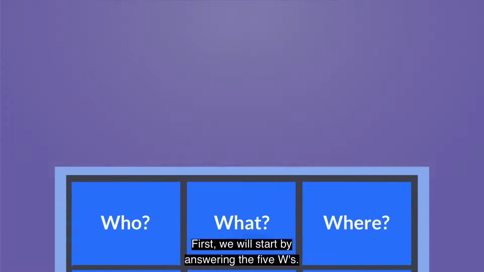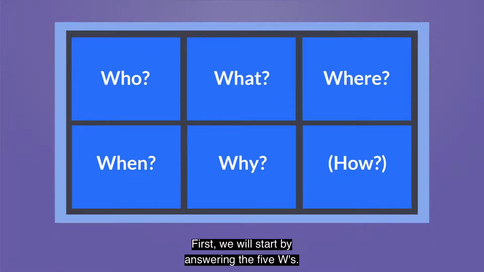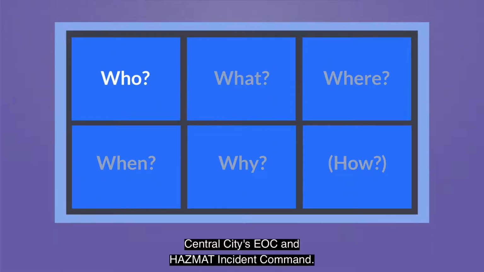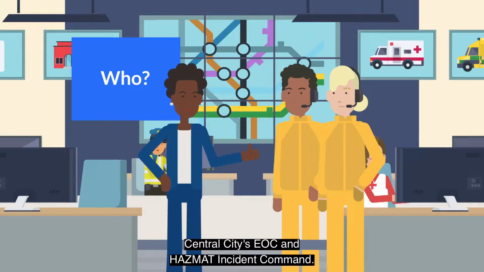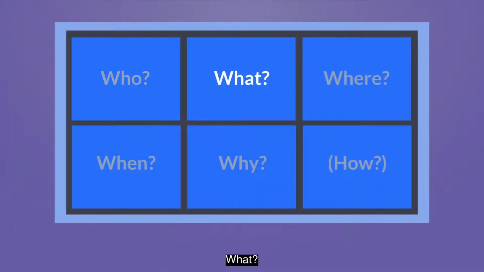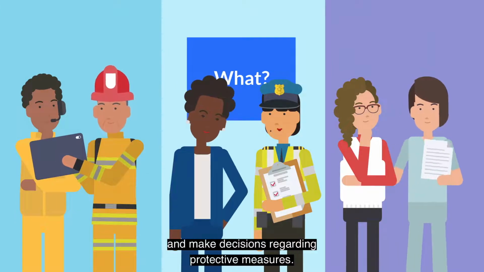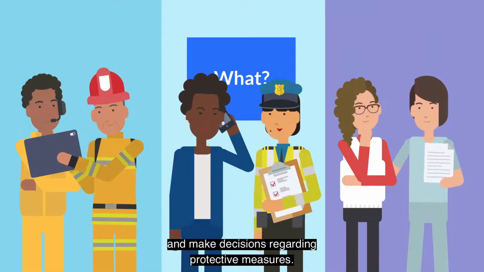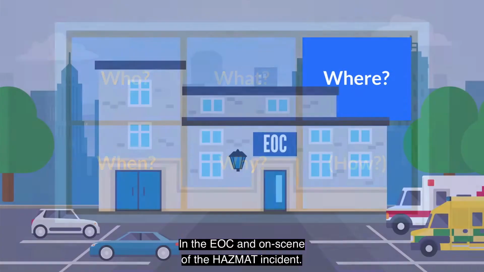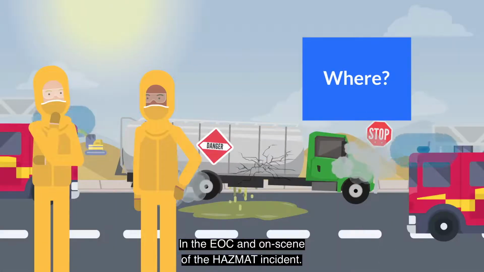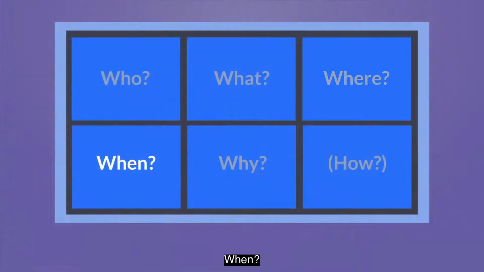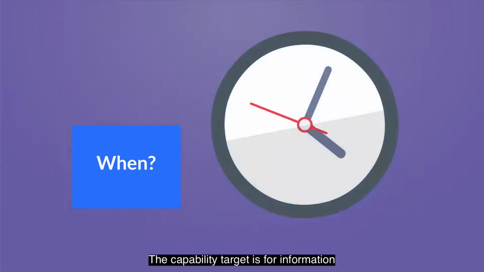First, we will start by answering the 5 W's. Who? Central City's EOC and Hazmat Incident Command. What? Receive, assess, and disseminate information and make decisions regarding protective measures. Where? In the EOC and on scene of the hazmat incident. When? The capability target is for information to be acted on within 20 minutes of the information being received.